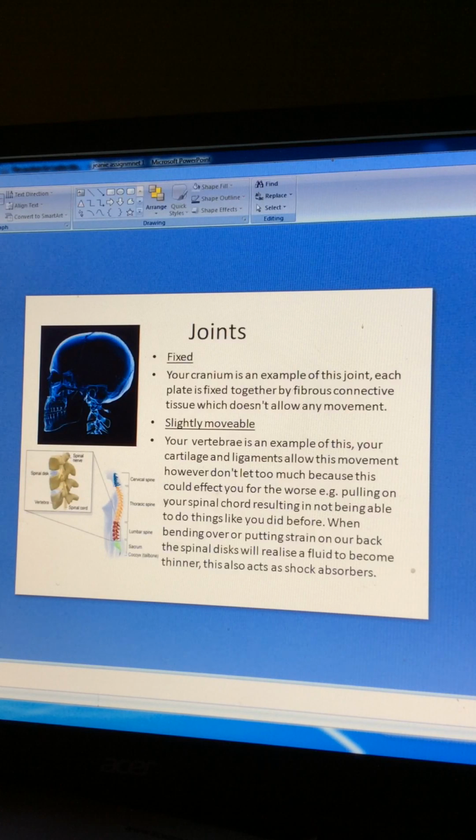Your cartilage and ligaments allow this movement, however, they don't allow too much because it can affect you for the worse. For example, this can pull on your spinal cord, resulting in it not being able to do things like you did before, like walking. When bending over or putting strain on our back, the spinal disc will release a fluid and become thinner. This also acts as a shock absorber and makes it easier for you to bend over.